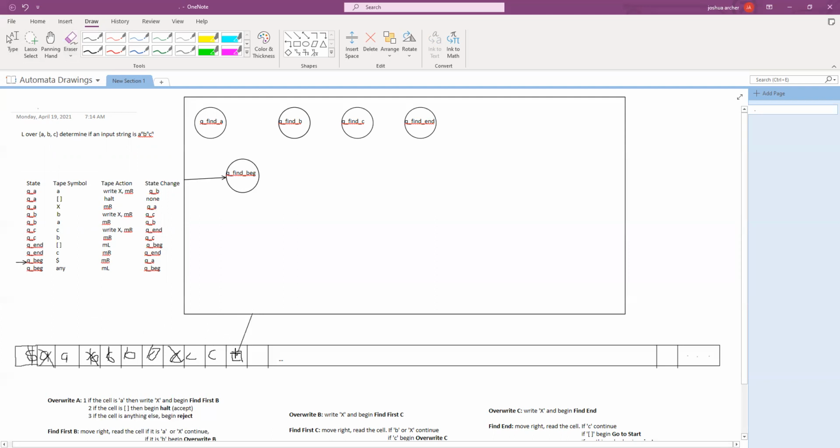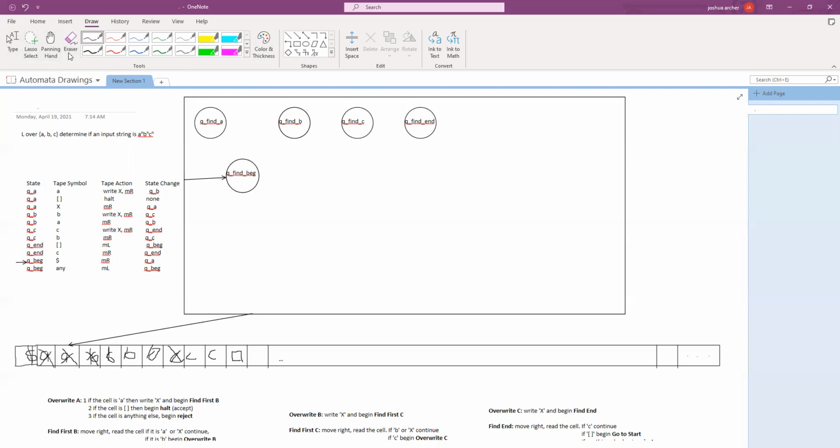Not there yet. Found it. Look for the beginning. Found it. Okay. Now I start looking for A's. This is fine. Don't need to worry about it. I found one. Mark it out. Now look for the B.